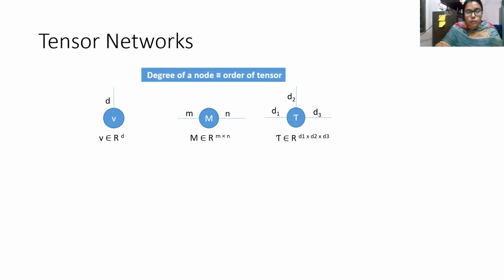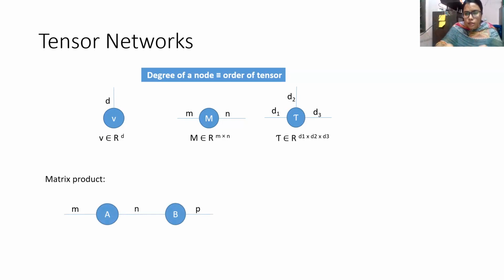We know that the degree of a node is the number of incoming and outgoing edges, right? So a tensor of a given order will be like that. Whenever you represent a node, the number of incoming or outgoing edges will be the order of that tensor.